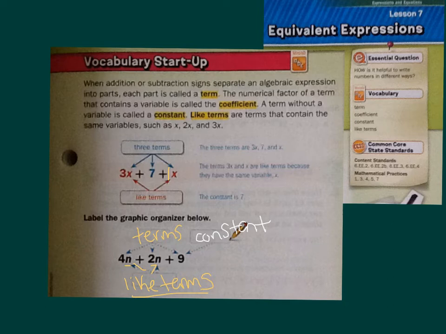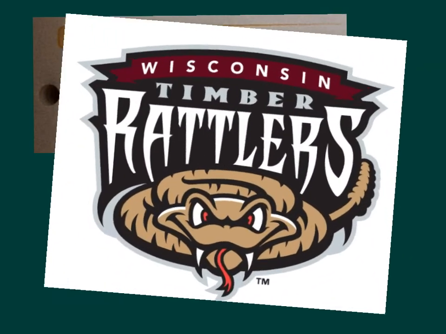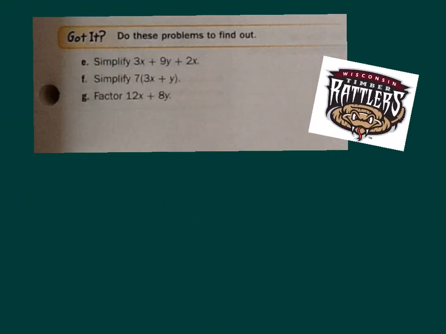These are vocabulary words you will need to know. Your code word for this lesson is Wisconsin timber rattlers.